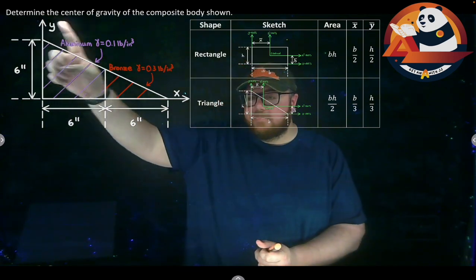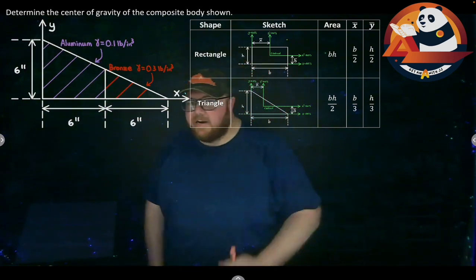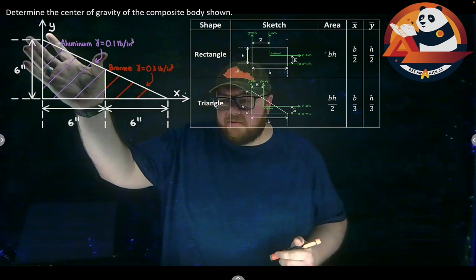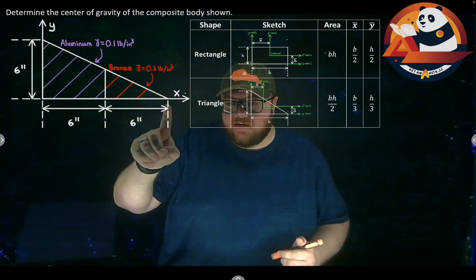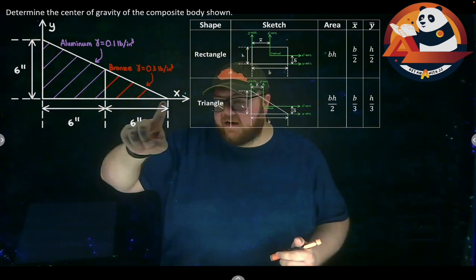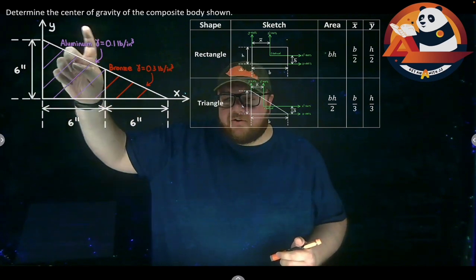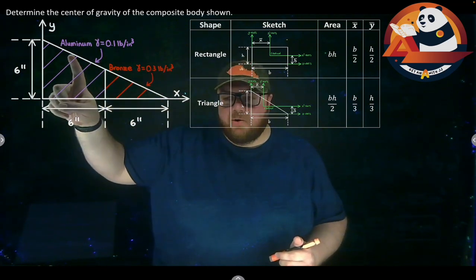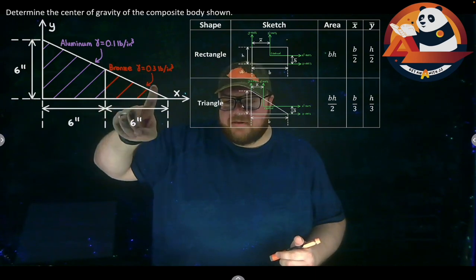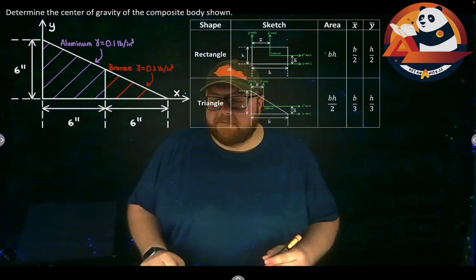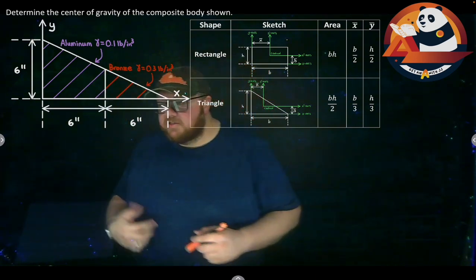Let's tackle an example problem. We're going to determine the center of gravity of the composite body that we're showing here. We have an aluminum trapezoid and a bronze triangle. All together, we're making a triangle out of everything. Center of gravity means that we are pulling in differences in our specific weight or densities. We need to account for that. So let's go ahead and go for it.